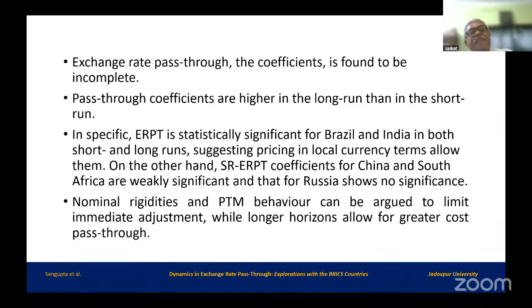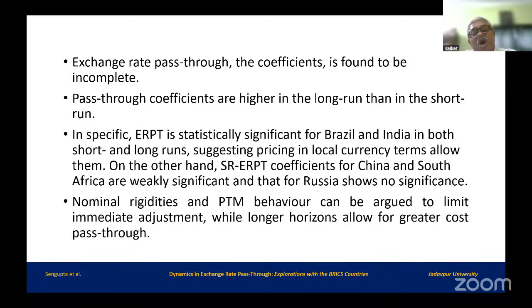Exchange rate pass-through, the coefficient is found to be incomplete. That's the first thing. Pass-through coefficients are higher in the long run than in the short run. In specific, pass-through is statistically significant for Brazil and India in both short run and long run, suggesting pricing in local currency terms, because these countries often price in local currency terms, allowed them to do that.